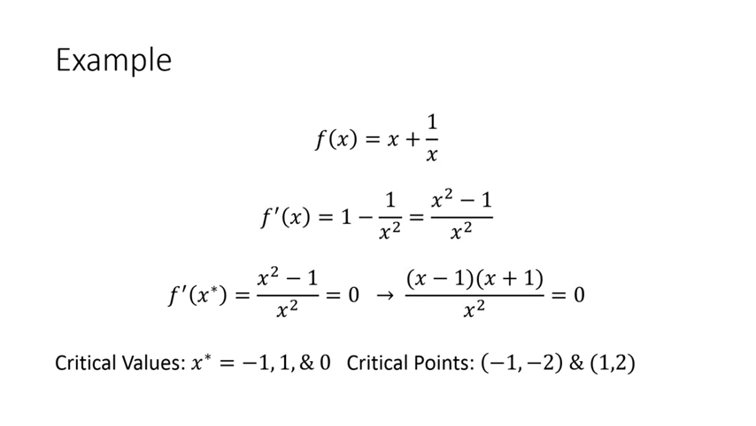But if I plug negative 1 into my original function, I get negative 1 plus negative 1 over negative 1, negative 1 over 1, in other words, negative 2. So I get a critical point, negative 1, negative 2. If I plug 0 into my original function, I have 0 plus 1 over 0, which is undefined. So that critical value does not produce a critical point. And if I plug 1 into my original function, I have 1 plus 1 over 1, which is 2. So I have the point 1, 2, which is a critical point. So those 3 critical values become 2 critical points.